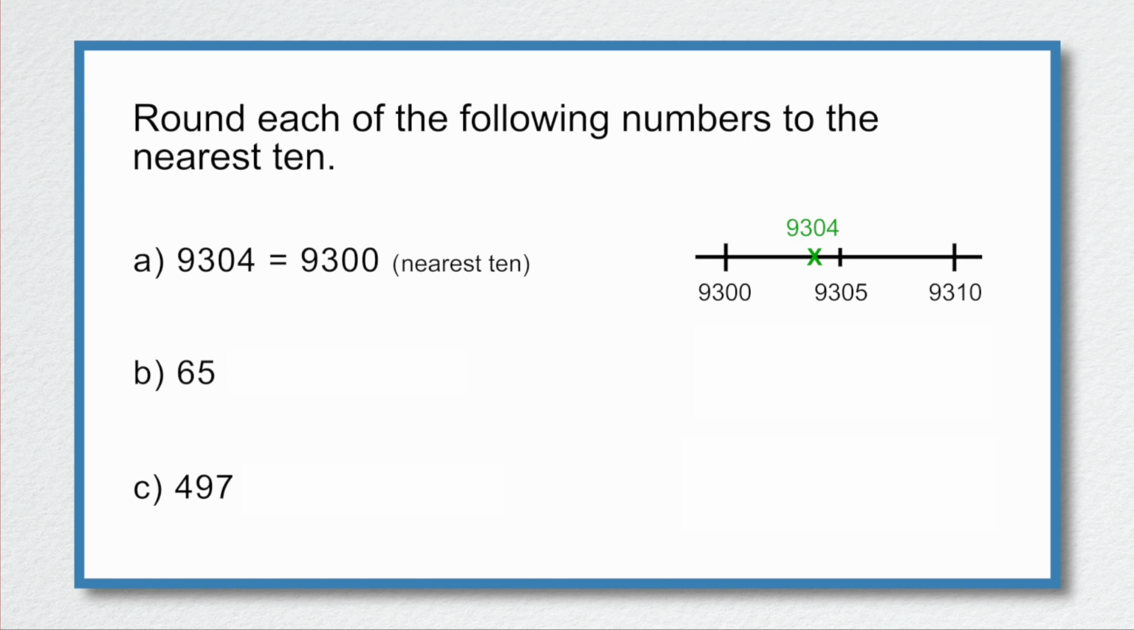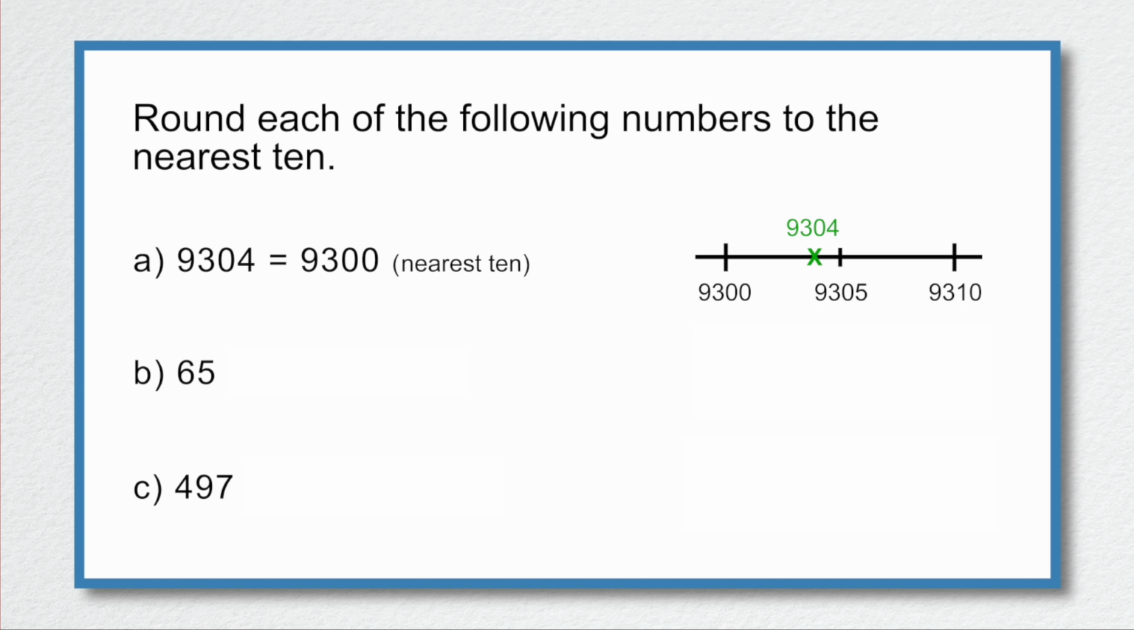And here it is on a number line. So the question is asking, do we round 9,304 down to 9,300, or do we round it up to 9,310? The midway point is 9,305, and here is 9,304. And we can see that it is closer to 9,300 than it is to 9,310.